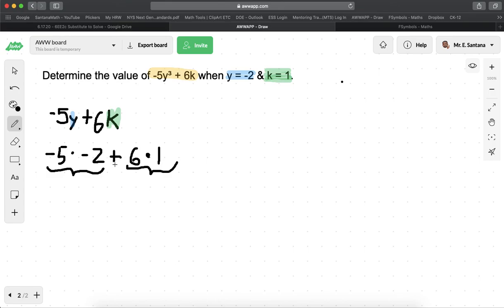Notice that nothing is going to happen to that plus sign. So let me write that here. That stays the same. 6 times 1 is 6. -5 times -2 is 10, because a negative times a negative is a positive. And then the last thing left to do is to do 10 plus 6, which is 16. And that's the value of that expression when y equals -2 and k equals 1.